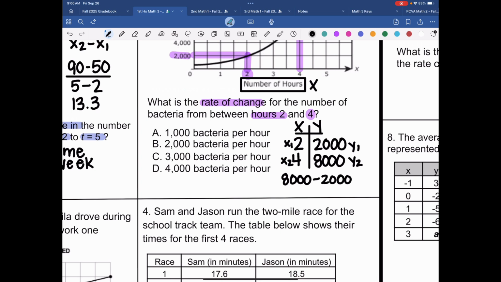So we're going to do 8,000 minus 2,000 over 4 minus 2. Technically that's going to be 6,000, and you could put this in Desmos, but 6,000 divided by 2 is going to give me 3,000. So we are saying in this particular problem that the bacteria is changing at a rate of 3,000 bacteria per hour.